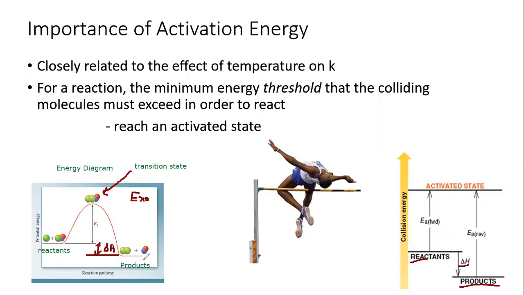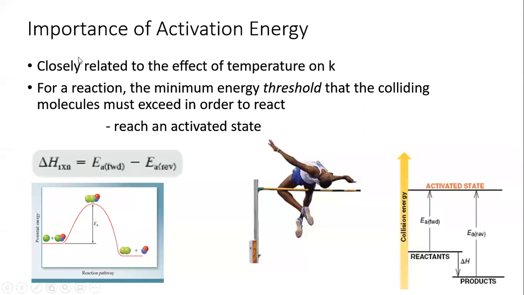So again, when products are lower than reactants in an energy diagram, it's exothermic. When the products are higher than the reactants, it's endothermic. That means delta H is positive when it's endo and negative when it's exo. And that's the equation, like I mentioned earlier, forward minus reverse gives you delta H.